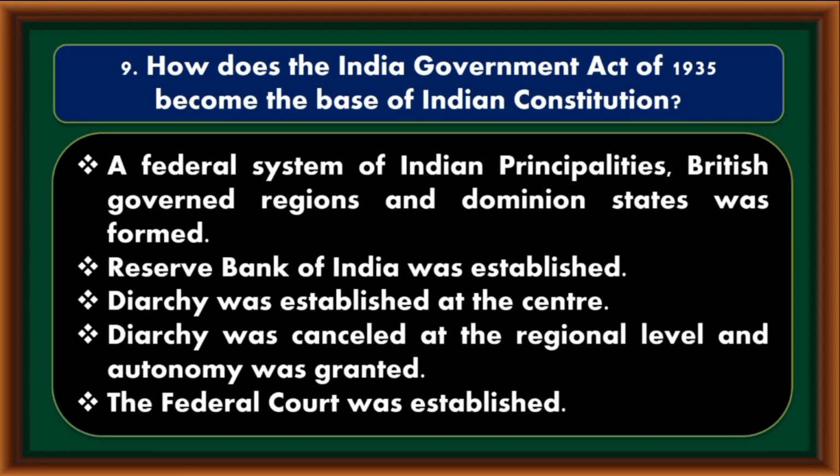How does the Government of India Act of 1935 become the base of the Indian Constitution? A federal system of Indian principalities, British governed regions and Dominion states was formed. Reserve Bank of India was established. A diarchy was established at the center. Diarchy was cancelled at the regional level and autonomy was granted. The federal court was established.